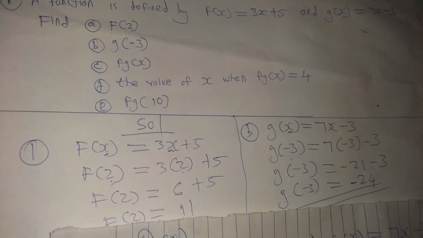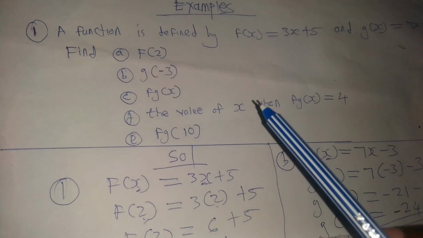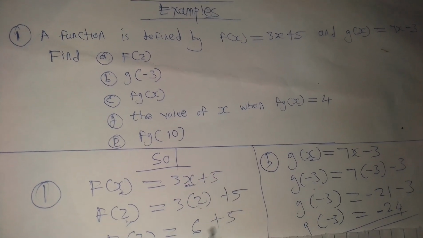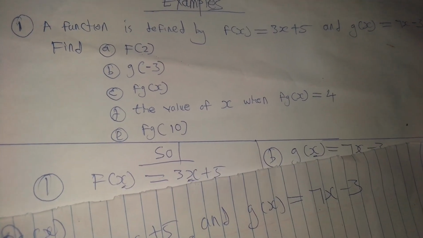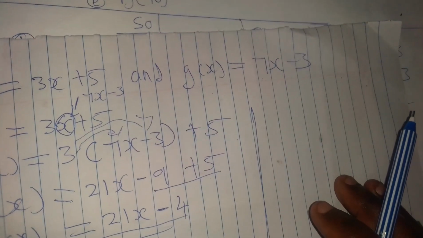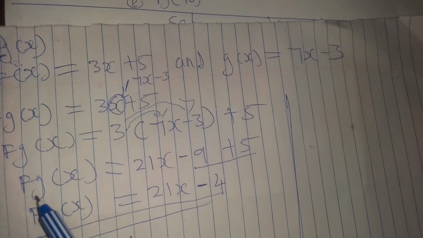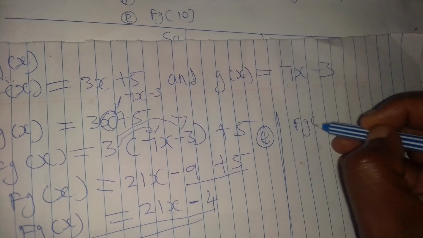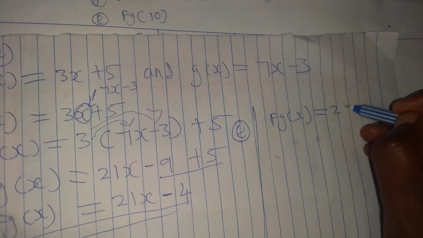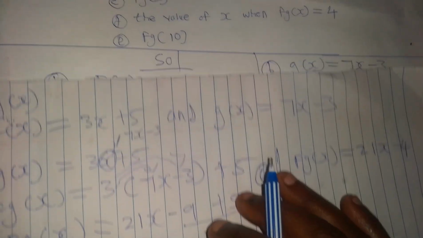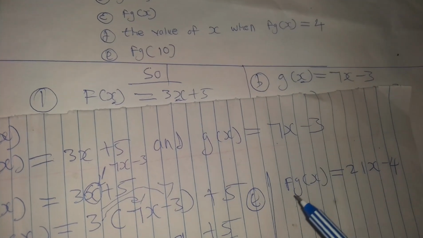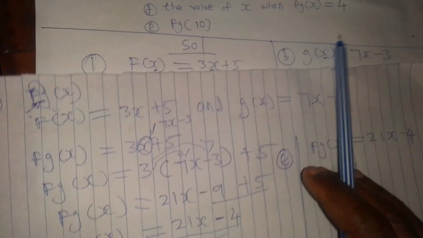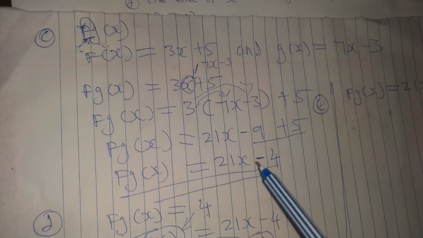Then we look at the last question. So the last question now, they are saying we find fg of 10. You see that? So fg 10 simply means get the answer for fg. So remember, we had found our fg of x to be 21x minus 4. Okay, this is the question, fg 10. So you have to get fg of x. The answer we had found in C is this one, 21x minus 4.